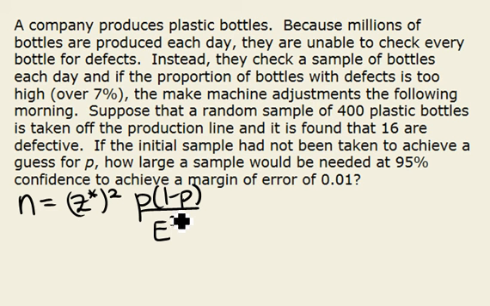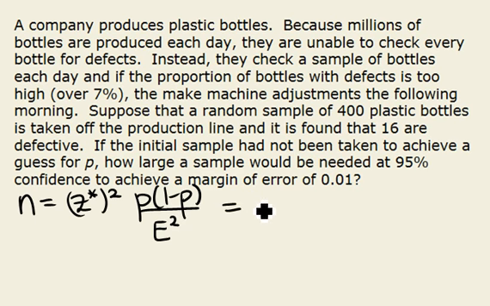So we can replace p with either a guess based on the fact that we took a sample, or if we don't have an initial sample taken or we don't want to use that information, the conservative approach, resulting in the largest possible n that you would get, is to replace p with 0.5. And so we're going to do that here because we're saying that we aren't considering that initial sample.